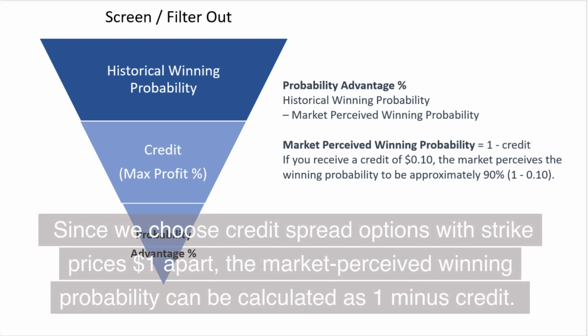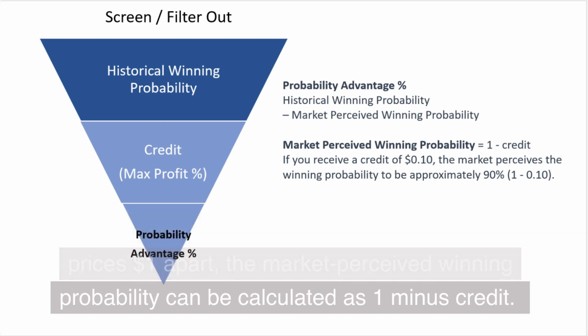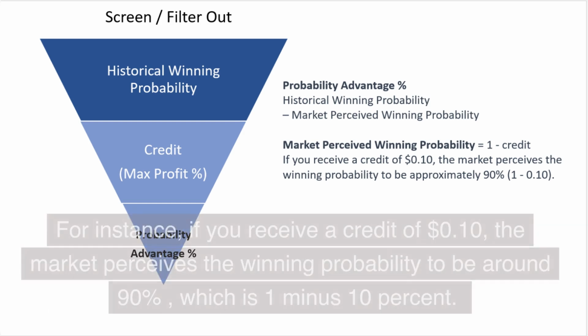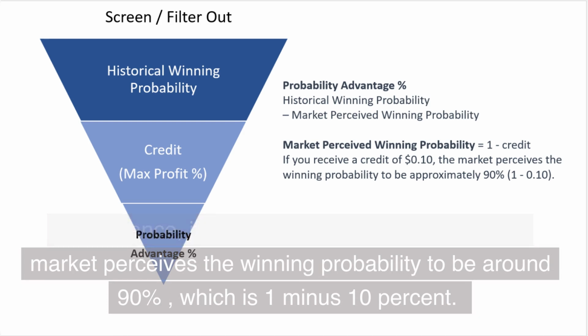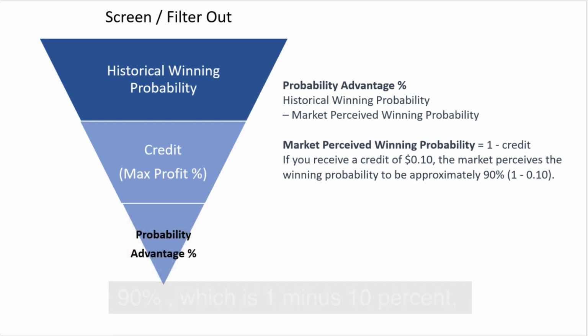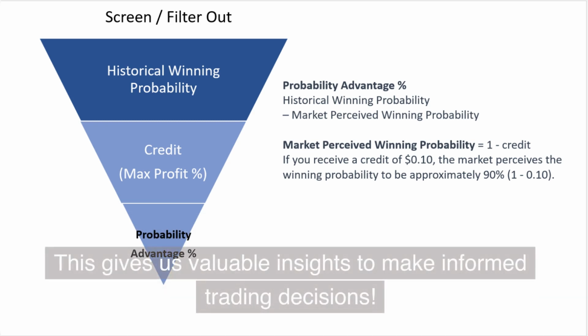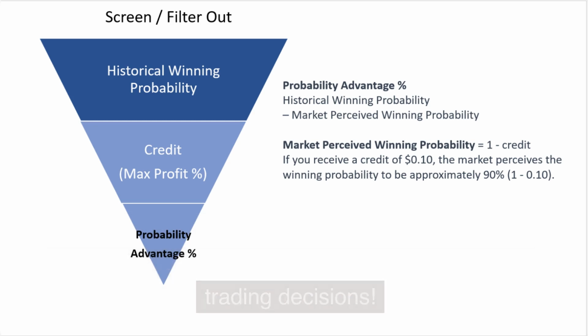Since we choose credit spread options with strike prices $1 apart, the market perceived winning probability can be calculated as 1 minus credit. For instance, if you receive a credit of 10 cents, the market perceives the winning probability to be around 90%, which is 1 minus 10%. This gives us valuable insights to make informed trading decisions.